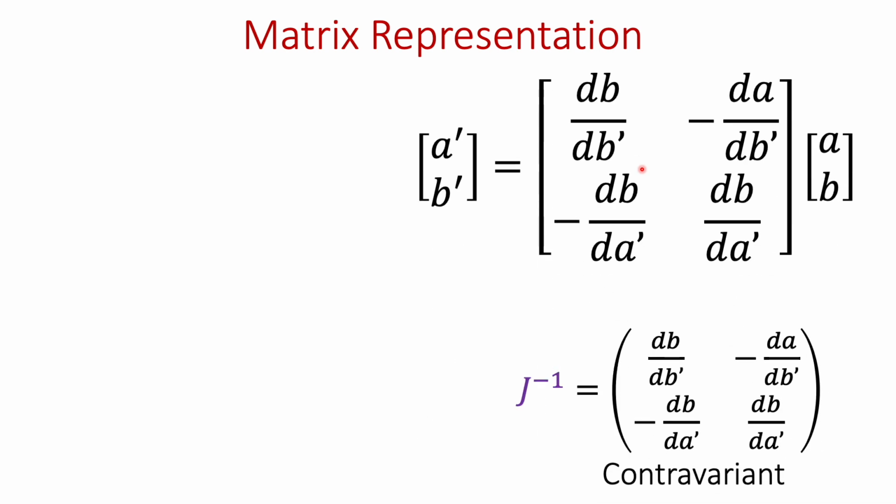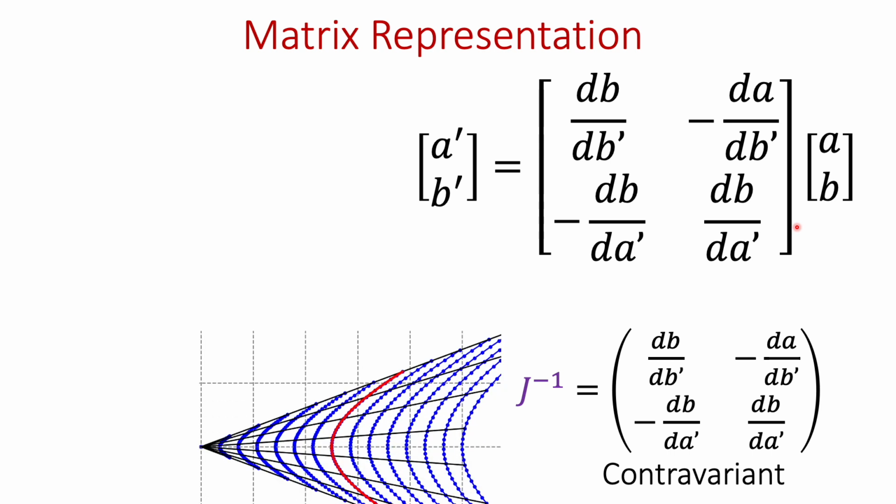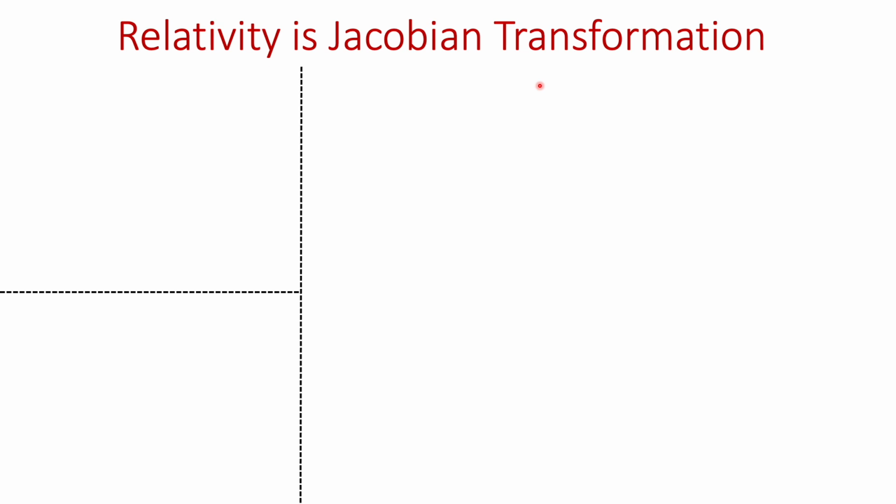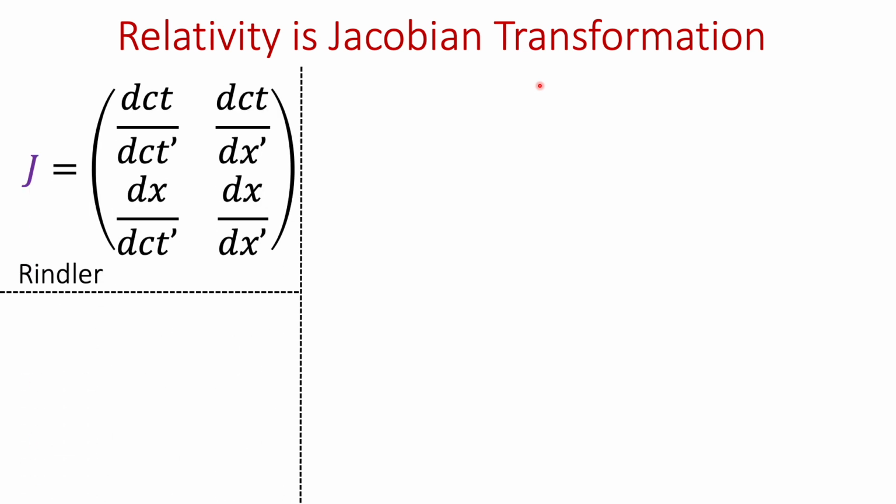Just like the Galilean relativity and special theory of relativity, the components change like contravariant vectors and they use inverse Jacobian matrix. After the transformation, the Rindler space looks like this, and we can see the basis vector, they change at each point of the trajectory. So this is one of the main conclusions of this video, which is that relativity is just a Jacobian transformation. This is the Jacobian matrix we used for Rindler's transformation.